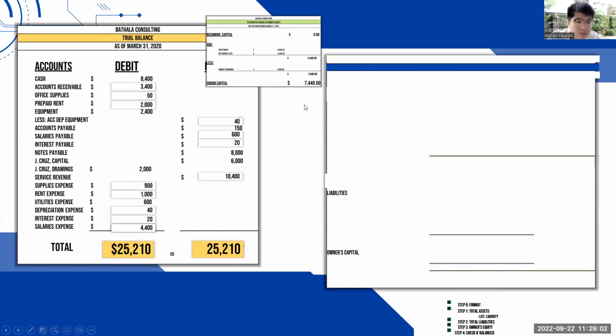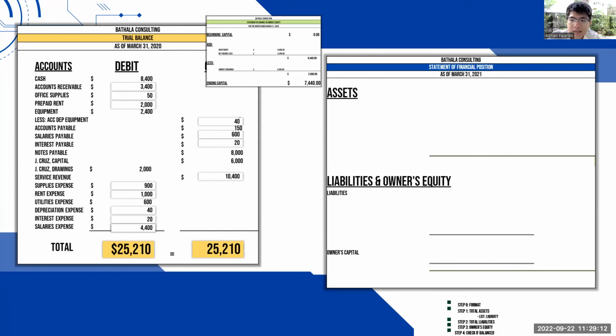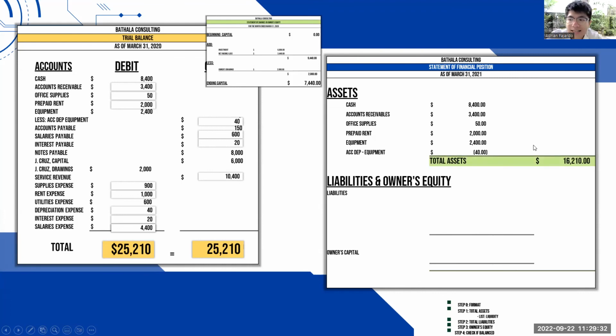Final would be our financial statement, would be our balance sheet, right? So Bathala, as of March 31, what are assets, what are liabilities, right? So we do it by liquidity. Cash first, accounts receivable, then office supplies, then prepaid rent, then equipment, and then accumulated depreciation. Again, notice equipment will always be recorded at cost, pero may contra asset account of accumulated depreciation. So now it will give you a total assets of 16,210. So we expect that the total liabilities and owner's equity would total 16,210.